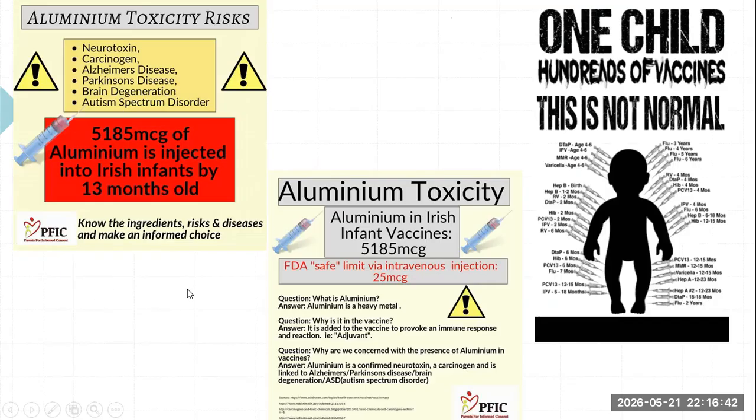Another fact: the FDA safe limit of aluminium is 25 microgram intravenous, but a study found that by the age of 13 months, the average Irish infant received 5,185 microgram of aluminium, and aluminium is a neurotoxin and carcinogen. It causes Alzheimer's, Parkinsonism, brain degeneration, and autism spectrum disorder, which are all increasing. So as doctors, we are liable to understand what we are giving to our children.